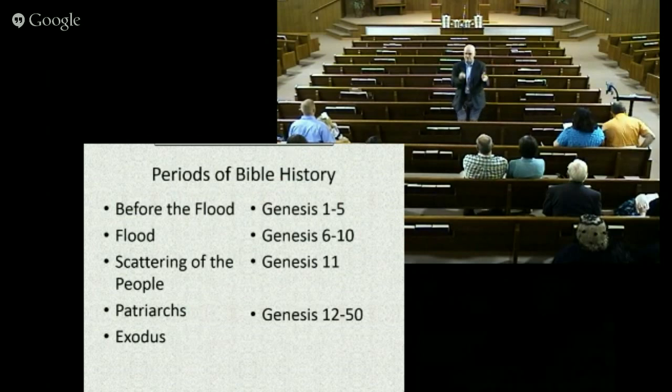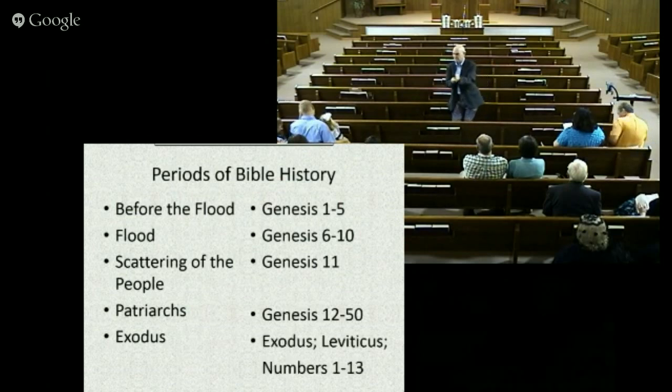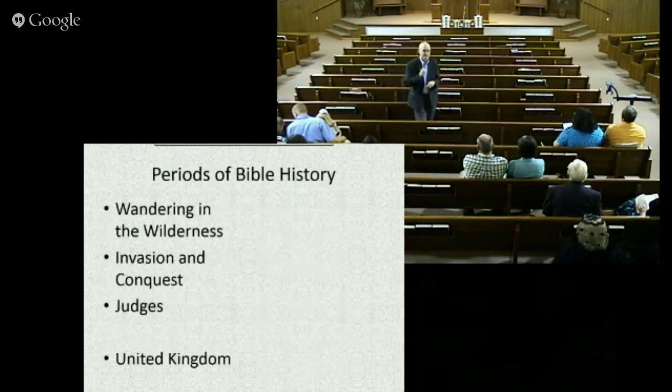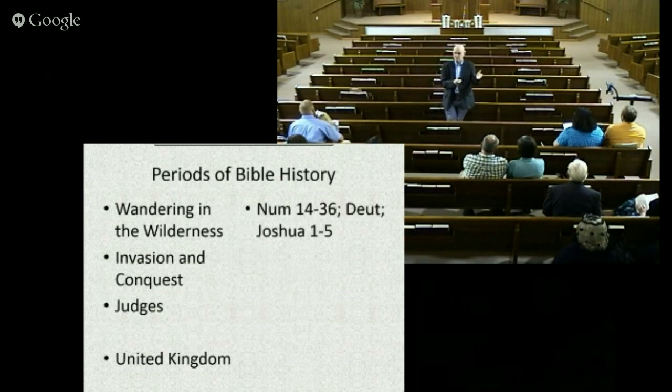Then the next book after Genesis is Exodus. So Exodus, Leviticus, and the first part of Numbers, chapters 1 through 13, are involved with the Exodus. So now we're going nice in order: Genesis, Exodus, Leviticus, Numbers. So we go to the next periods then. Part of the wilderness, the conquest, judges, United Kingdom, where we are now. Let's figure out how they go. So we got the rest of the book of Numbers, 14 through 36, and Deuteronomy in the wilderness period.